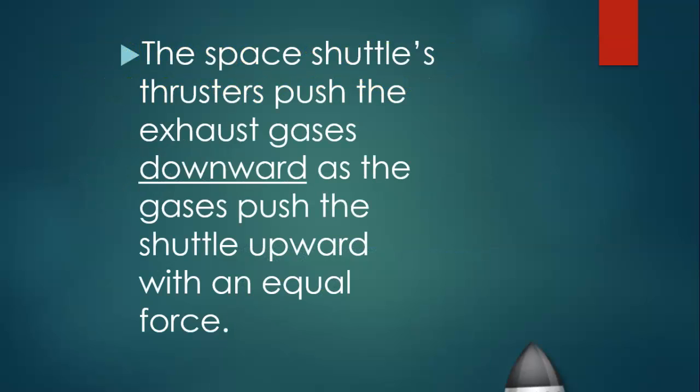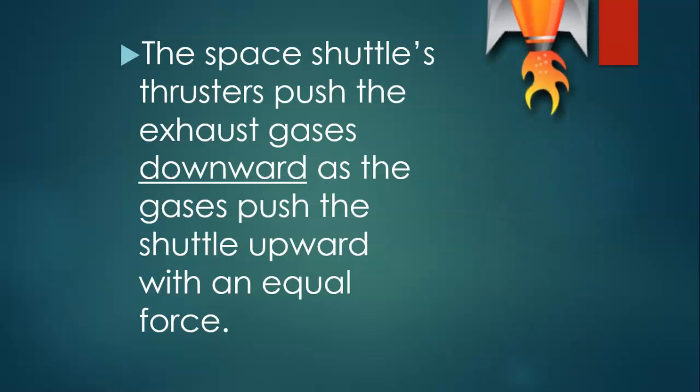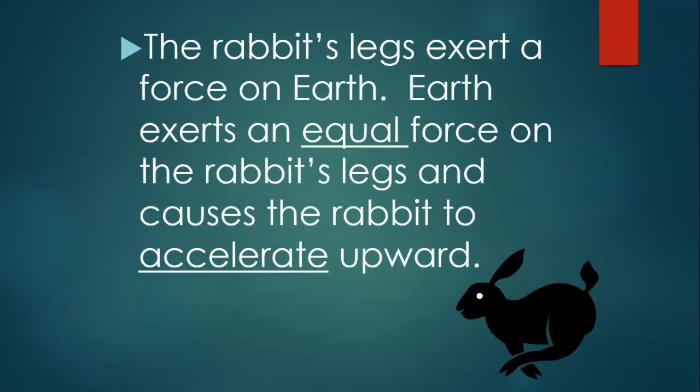All right, so another example where we can see Newton's third law at work, we've got a space shuttle, and the thrusters push the exhaust gases downward as the gases push the shuttle upward with an equal force. Okay, we'll show that again. So the shuttle moves up because the gases that are coming out of the shuttle push down against the ground while the ground pushes up. And so the shuttle moves upward.